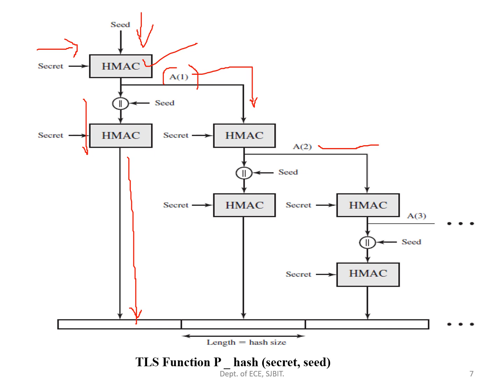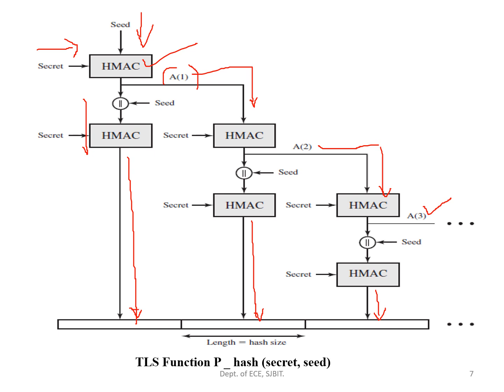Again we concatenate A(2) with the seed, then apply the HMAC again and put it into the format. Applying the HMAC function gives us A(3). Again that is concatenated with the seed, then we apply the HMAC function with the secret key, get that data, and put it into the format. Like that we get the different layers.